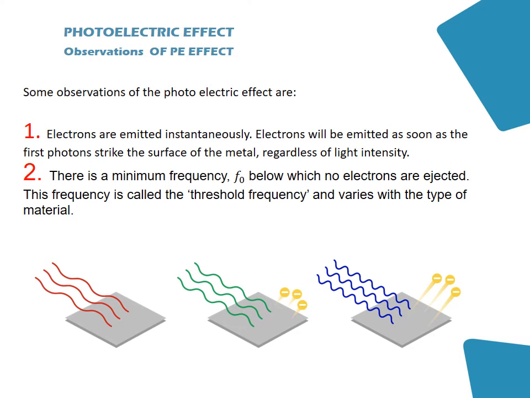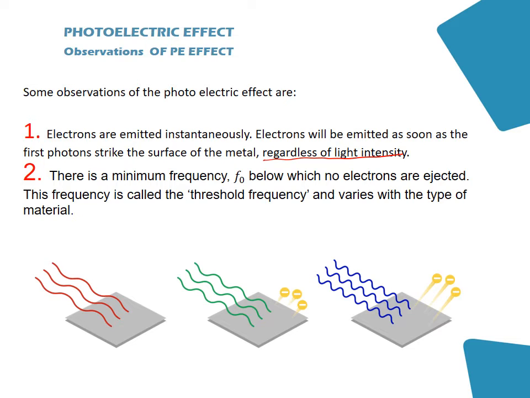Okay, so there are some important observations of the photoelectric effect. Number one is that the electrons are emitted instantaneously. As soon as the first photons strike the surface of the metal, the electrons will start to pop out, as long as they've got enough energy to be released from their metal atoms. And this is really important: it's regardless of the intensity of the light, and we'll talk about that a little bit more in a moment.